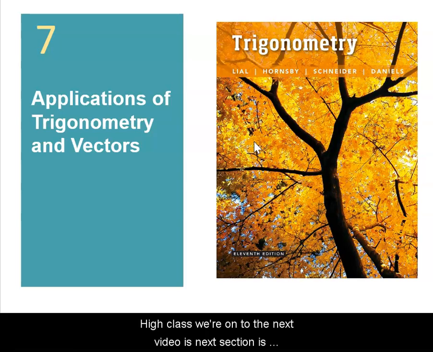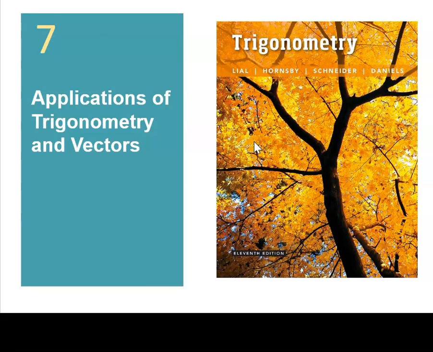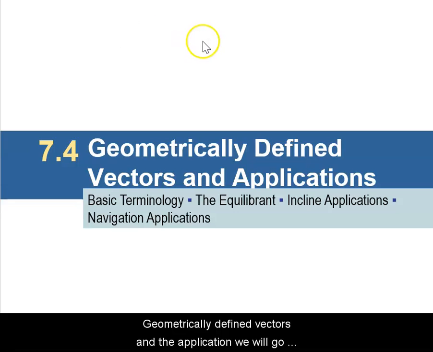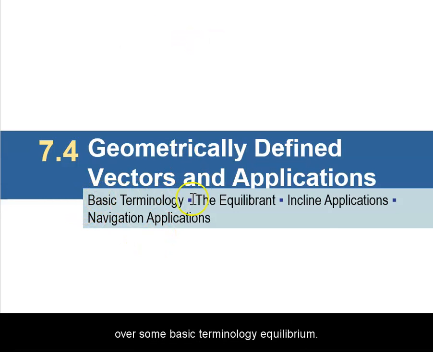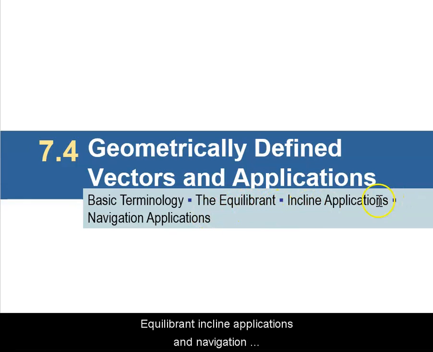This next section is for chapter 7.4, geometrically defined vectors and their applications. We will go over some basic terminology, the equilibrium, incline applications, and navigation applications. So mostly we're going to talk about adding vectors together and what that looks like geometrically.